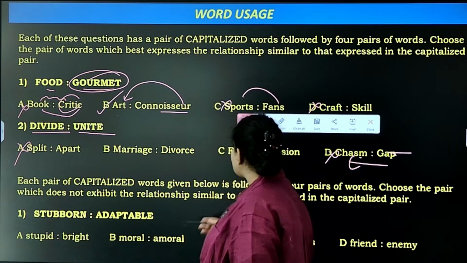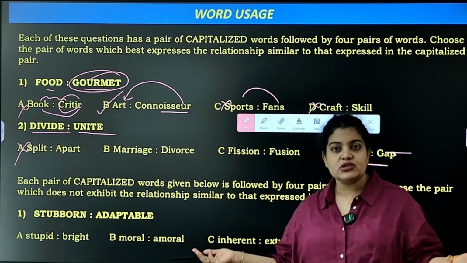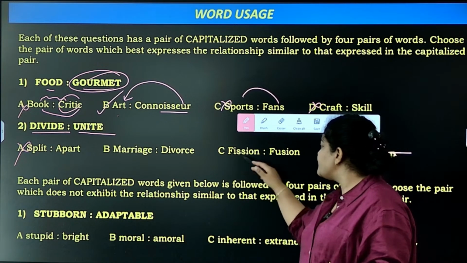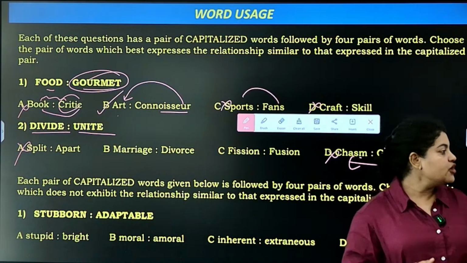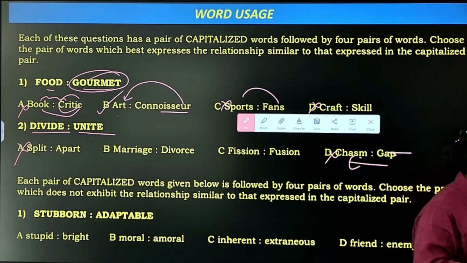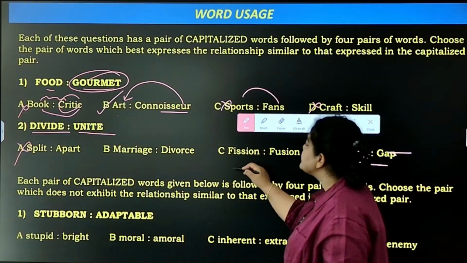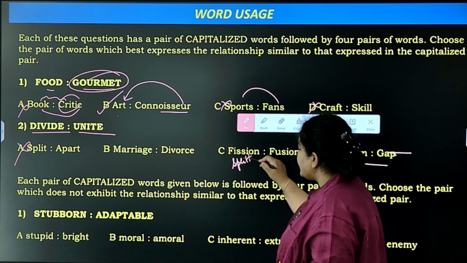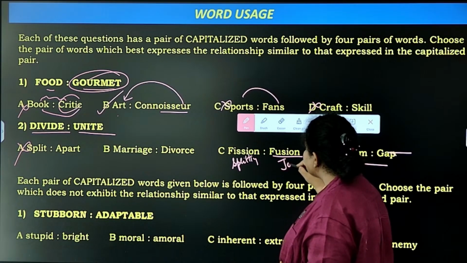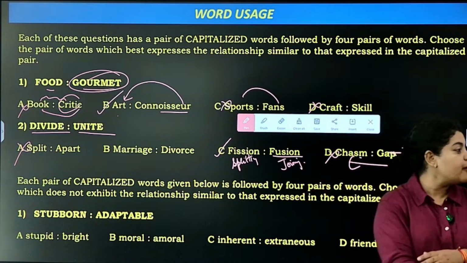One is marriage and divorce, and the other is fission and fusion. Okay, we know marriage is a join, and maybe divorce is a separation. And what is fission and fusion? You remember from physics? So let me just read the options. So fission and fusion. So fission is basically splitting, right? And fusion is basically joining. Okay, the correct answer here is option number C.